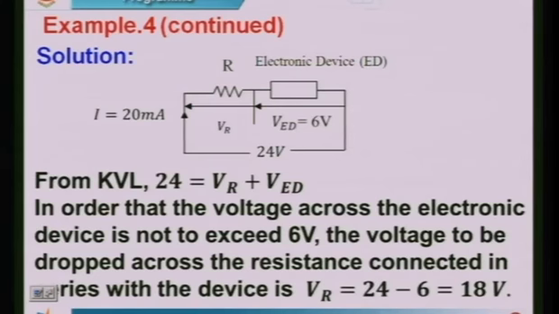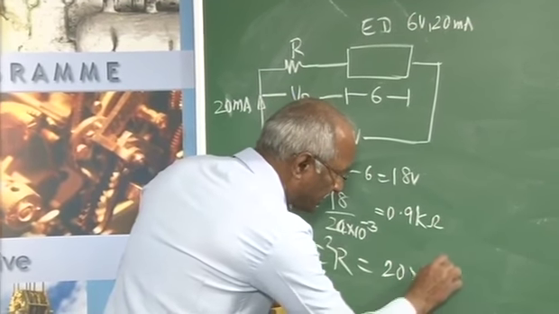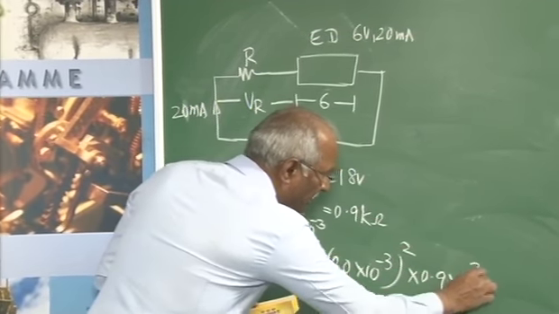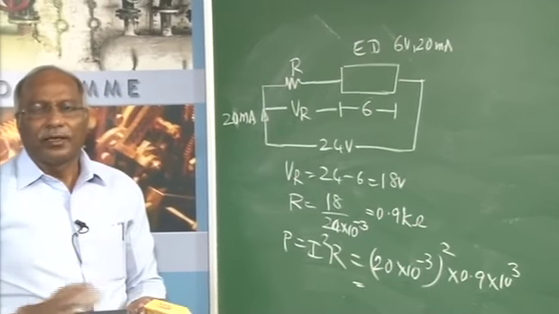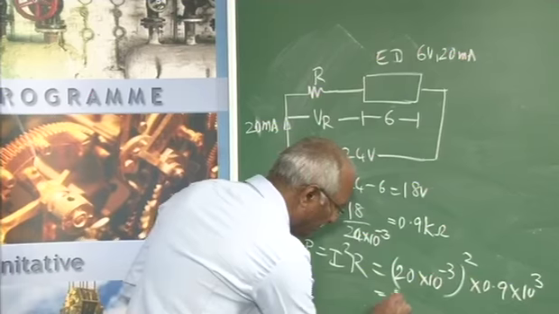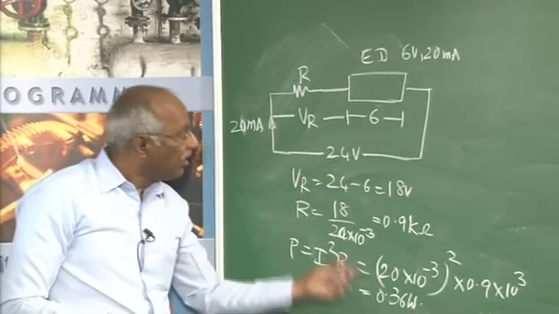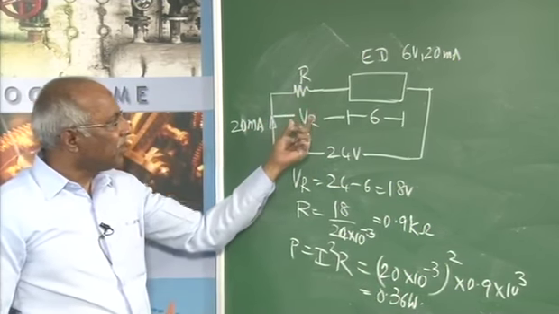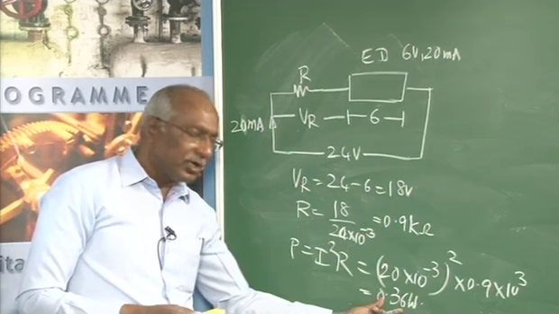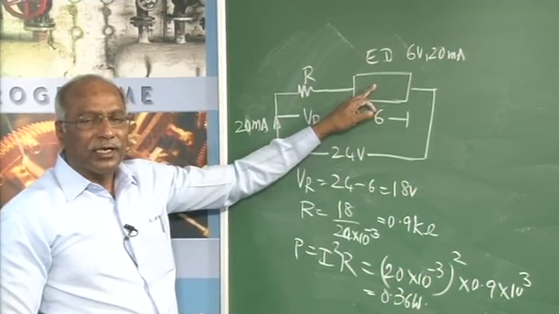The power rating will be equal to I square R, that will be equal to 20 into 10 to the power of minus 3 squared into 0.9 into 10 to the power of 3, which will give you the power rating of the resistor. That will be 0.36 watt. The resistor is to be rated for a voltage of 18 volts or a little more, and it should be rated for about 0.36 watts, so that this electronic device doesn't get damaged.